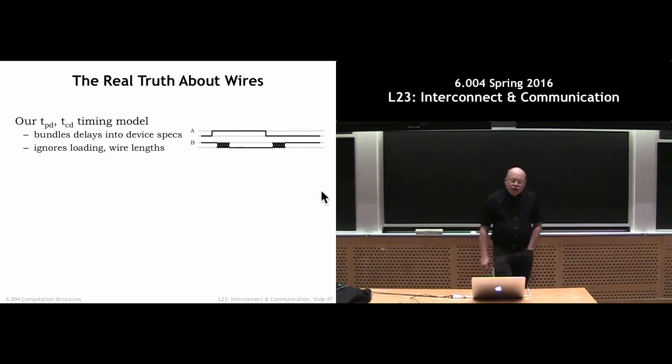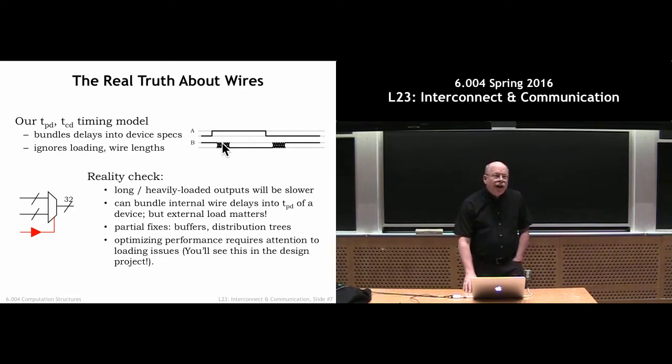The real truth about wires is that we think of them as an abstraction, and we use a delay that represents both the intrinsic delay of the gate and also the time it takes to get where that signal is going. That's the timing model we use in 004. The reality check is that if I have too many gates hooked to a signal, it's slow. And in fact, you'll meet this in the design project.